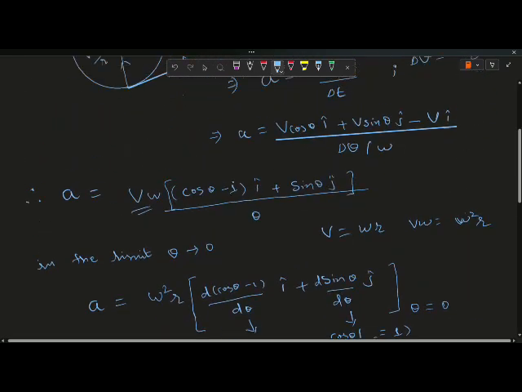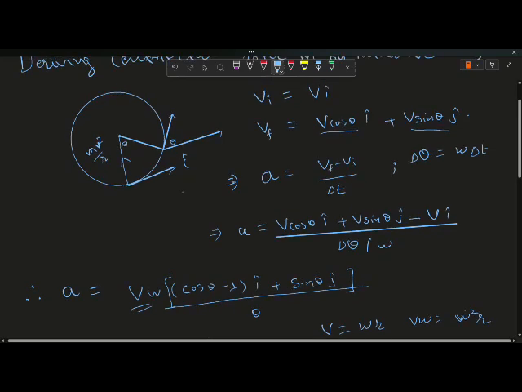So this result is generalized because we took the limit theta tends to 0. Okay, thank you.